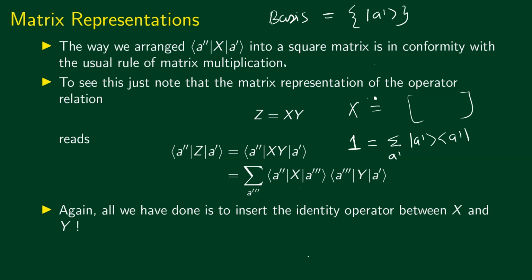Again, all we have done is to insert the identity operator between x and y. This is an exclamation mark. This exclamation mark tells us how important this completeness relation is. By just inserting this completeness relation, or the identity operator in this form, in different places, we are actually extracting some numbers that we can look at. So we can represent operators by square matrices.